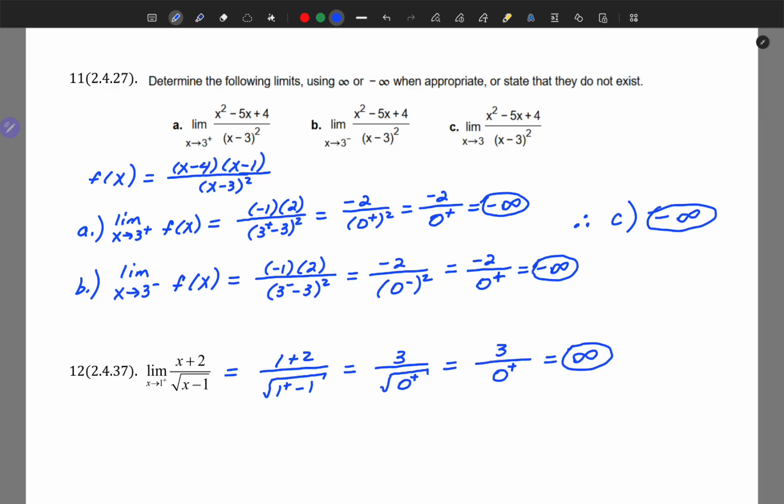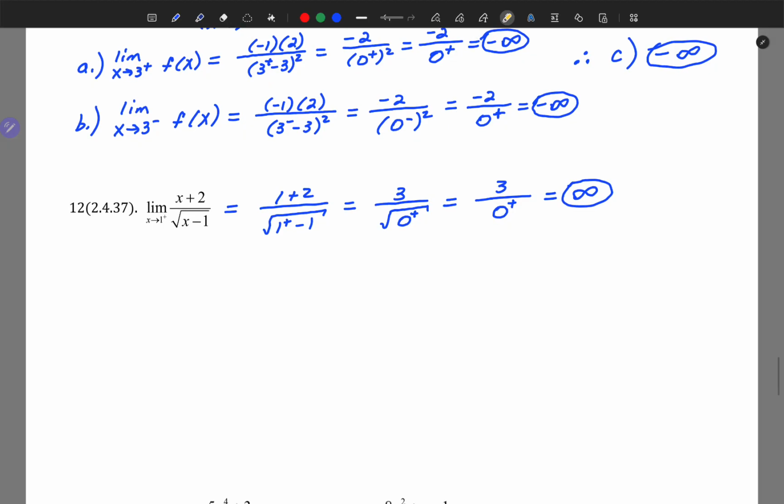I have an infinitesimally small positive value dividing a finite number. Well, any finite number divided by an infinitesimally small number is infinity. This is a negative over a positive, so I get negative infinity. Anytime the limit from the left and the limit from the right are the same, we know that the overall limit does exist, and it's the same as these two. Since these two are both negative infinity, that's why part C is also negative infinity.